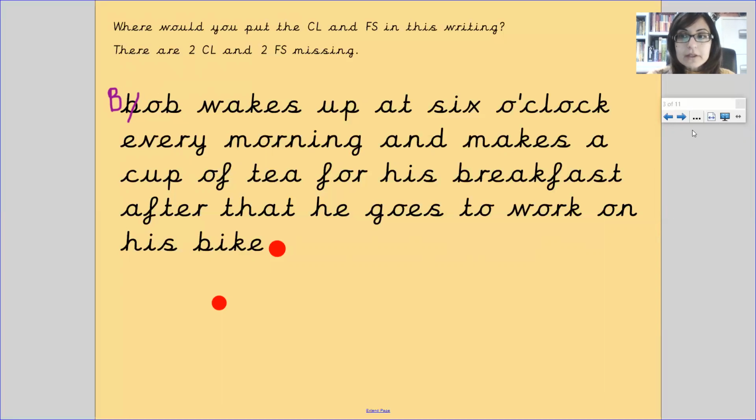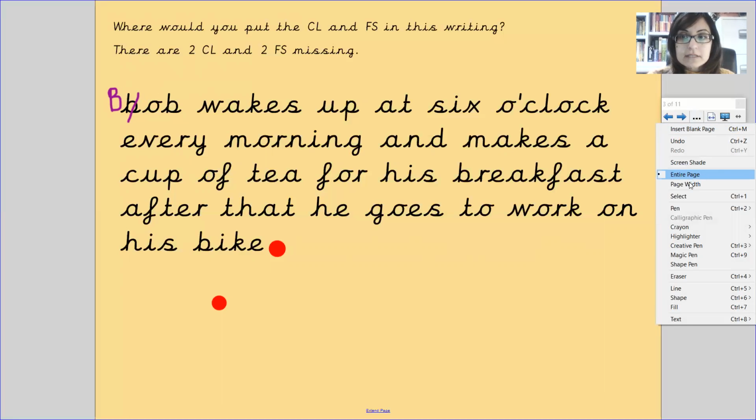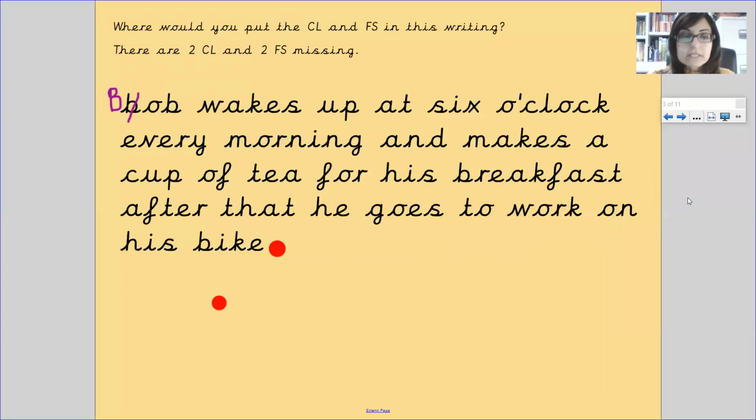We now need to work out where the first sentence is. Let's read it again. Bob wakes up at 6 o'clock every morning and makes a cup of tea for his breakfast. After that, he goes to work on his bike. That's rather a long sentence. Let's take this full stop and think, where might it go? What does Bob do? Bob wakes up at 6. So we could say Bob wakes up at 6 o'clock. Let's put it there. Let's try.